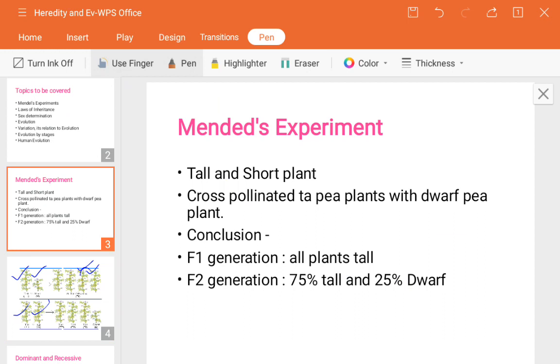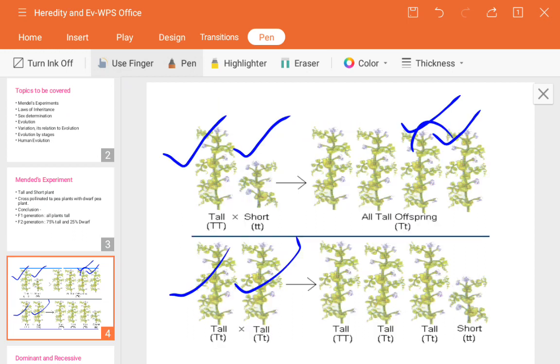After doing the experiment, he thought that the dwarf character had not vanished. It was there only, but hidden, not expressed. See guys, in the first experiment the shorter one was not there. But in the second experiment, after self pollination, he saw that the dwarfness was there in them only, but it was not expressed. It was expressed in the second generation.